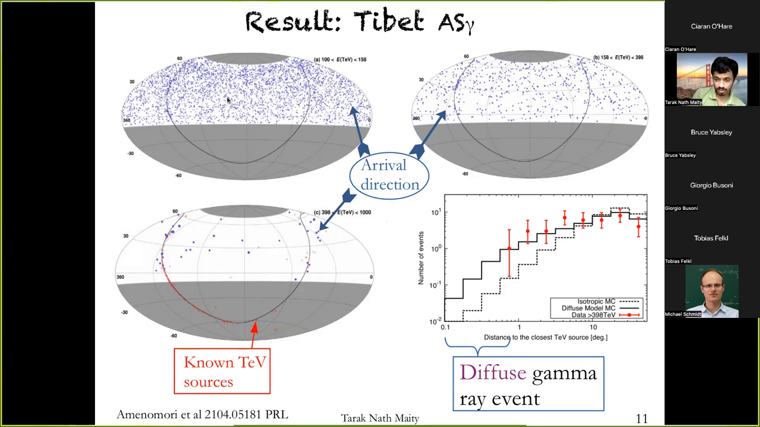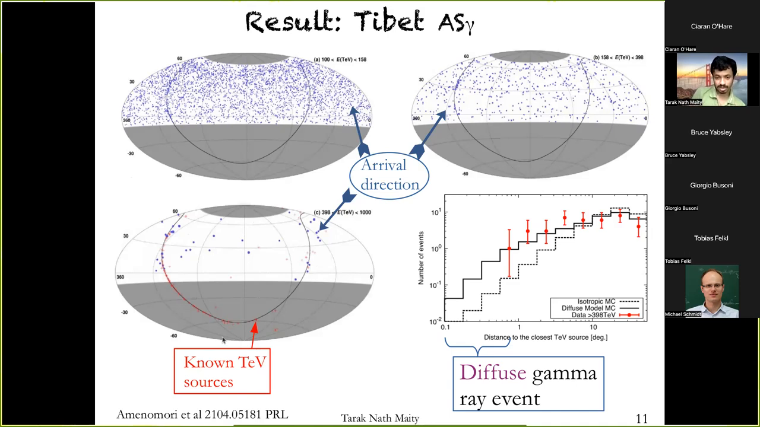Each of the blue things that you can see here represents a gamma-ray-like event. As you can see, in the lowest energy bin we have a large number of events compared to the 158 to 398 TeV bin. The point here is that as the energy increases, the gamma ray flux decreases, which is why you observe fewer gamma-ray-like events. Another important point is that in this figure, along with the blue points, there are red colored points, which represent the known TeV sources.